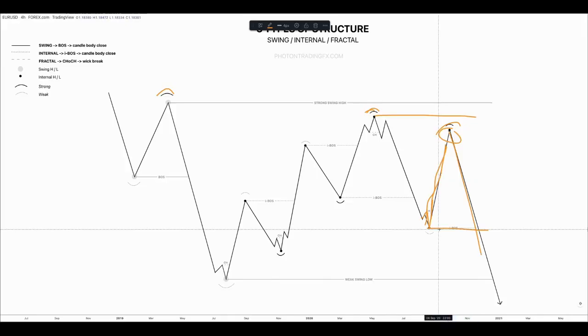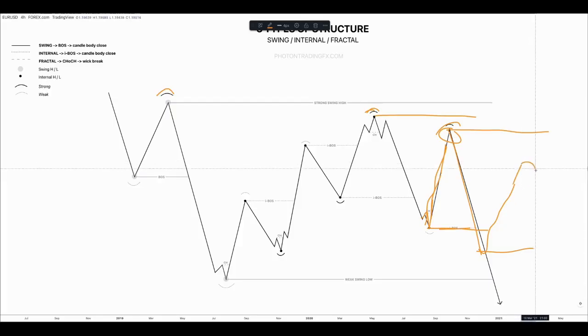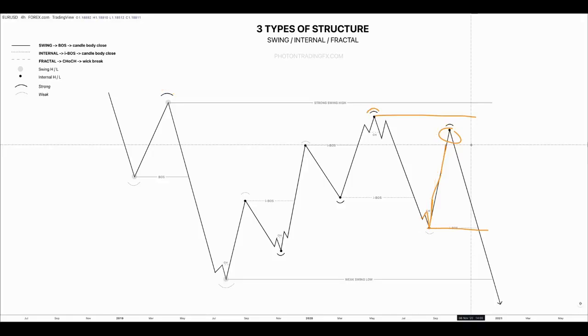Now, when we get this IBOS here, potentially we may get another pullback. But again, this would be our new strong high, because it took out the low. That would be our new range. We wouldn't expect price to trade any higher than here. And then we can get short and target that movement. Okay, so again, I appreciate there's a bit here to think about.